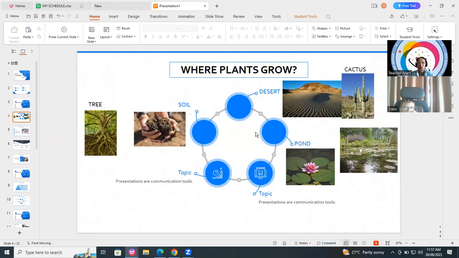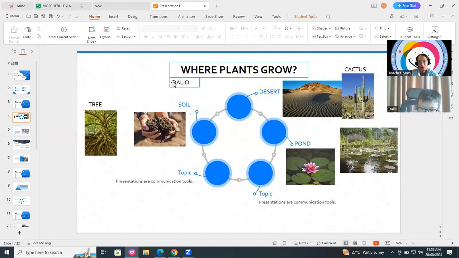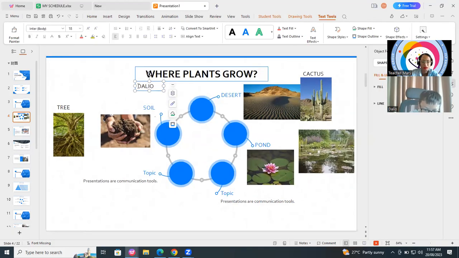So aside from soil, desert, pond, what else? What else? So, where plants grow, it grows on the soil, desert, on pond. Okay, what's this? Let me see, what is this?